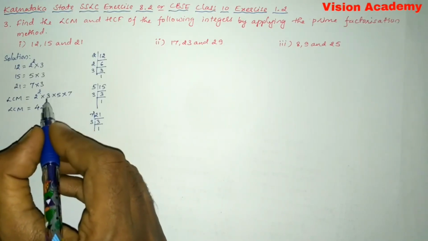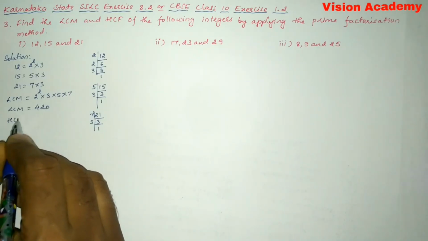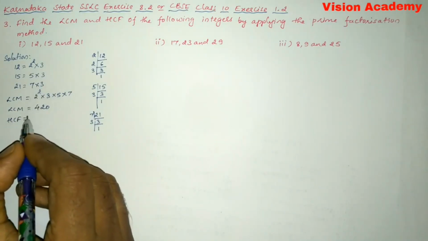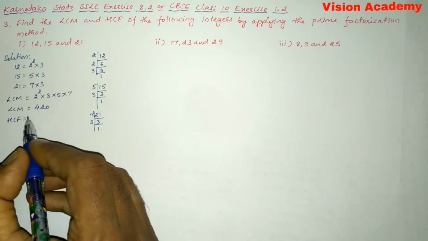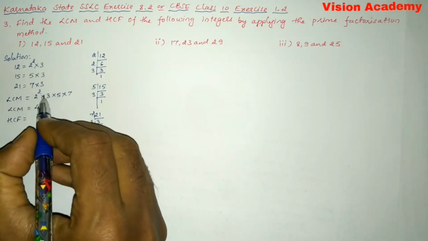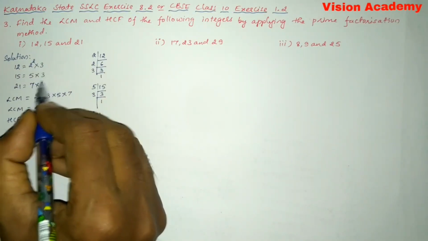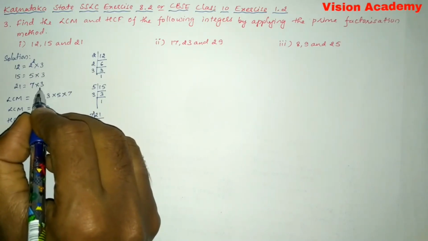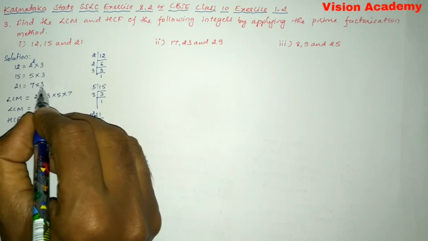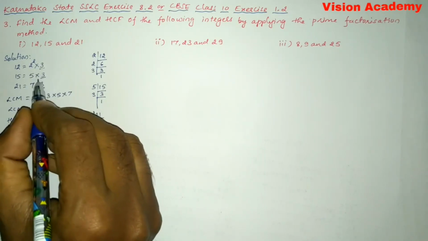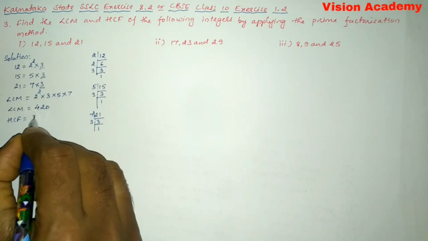Now let us move on to the HCF. Here we will write the HCF of these three numbers. So the definition of HCF tells that it is the least power of the common factors present in the given numbers. Here you can see the product of all the lowest powers; 3 is the common factor. So HCF here is 3 only.